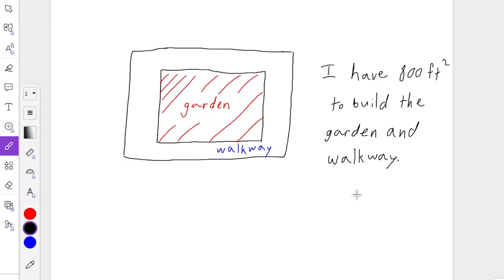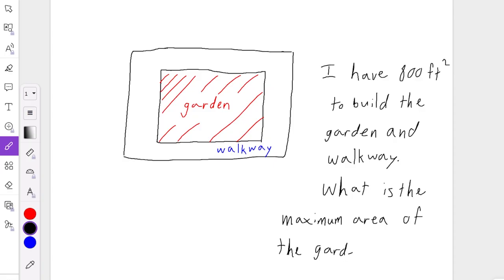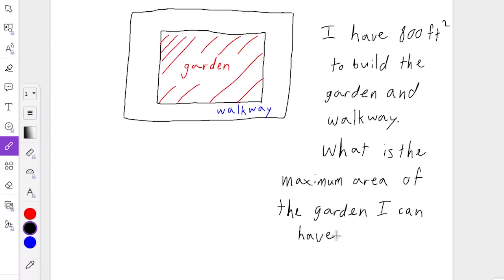Now, my question is, even though I have the walkway and the garden, really this is about showing off my garden, of course. So what is the maximum area of the garden I can have? And that's really all I know about this problem. I don't have any other numbers. I don't have lengths here.